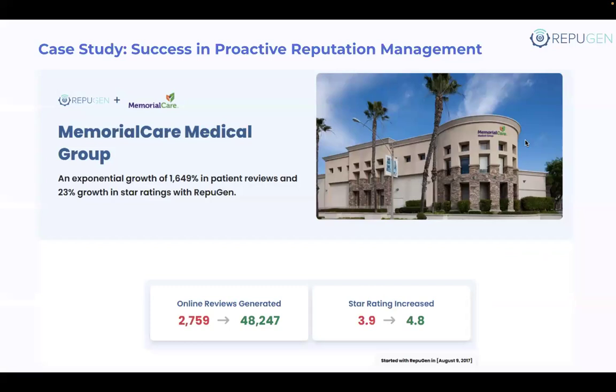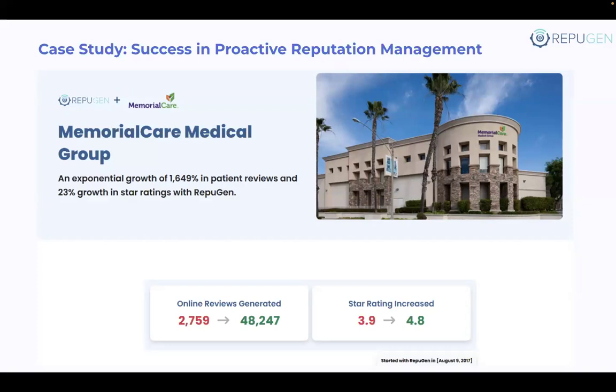And so, as we've discussed throughout this webinar, proactive management of your online reputation is just key to protecting and enhancing your practice's image. Let's just take a look at some of the case studies that we do have here at Repugen. First off is a case study with one of our clients, Memorial Care Medical Group. Memorial Care implemented a comprehensive reputation management strategy that included, again, just encouraging reviews, addressing negative feedback quickly, and using tools to monitor and flag inaccurate reviews.